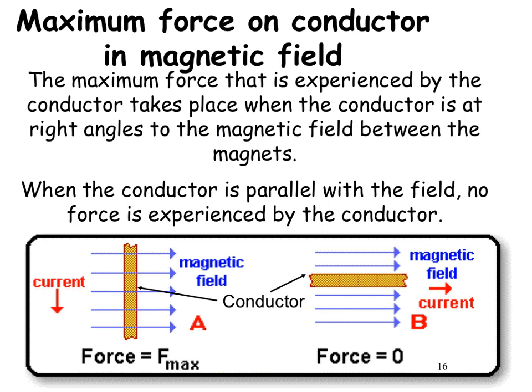The maximum force occurs when the current is at 90 degrees to the magnetic field. If I put the current carrying conductor in parallel to the magnetic field, I get no force whatsoever. So the maximum force that is experienced by the conductor is when the conductor is at right angles to the magnetic field, and when the conductor is parallel to the field, I do not get a force, and that's going to become important in just a second.